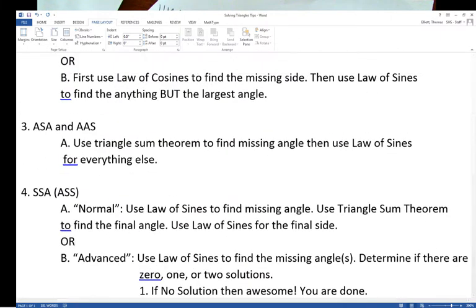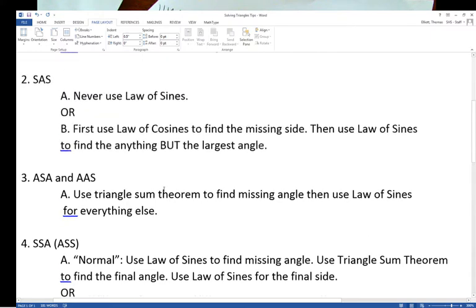All right, other issues come up. First of all, with angle-side-angle or angle-angle-side, an issue will never come up. Just use triangle sum theorem to find the missing angle, then use law of sines for everything else. It'll always work out.